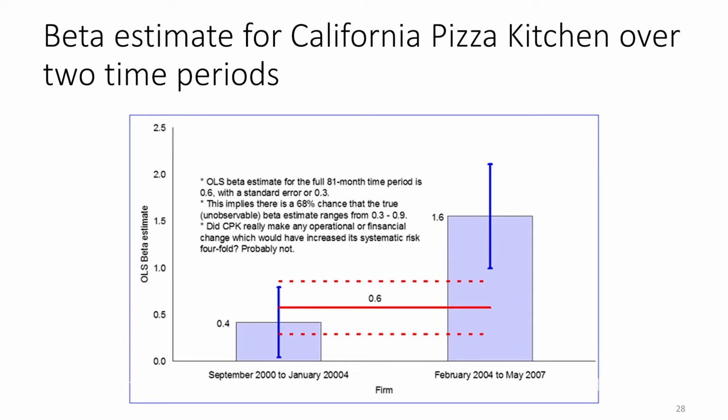The beta estimate increases from 0.4 to 1.6 despite there being no material changes to the fundamental determinants of beta. What are the fundamental determinants of beta? We generally consider systematic risk to be determined by three components.